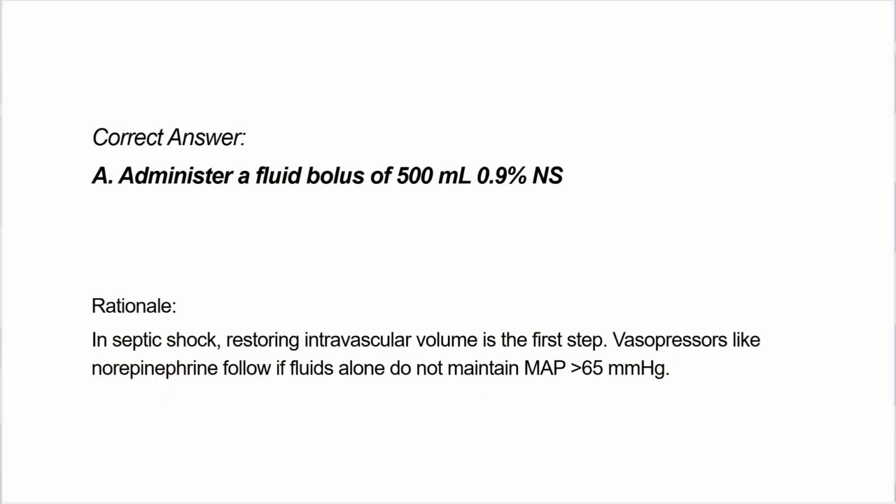17. A. Administer a fluid bolus of 500 ml 0.9% NS. Rationale: In septic shock, restoring intravascular volume is the first step. Vasopressors like norepinephrine follow if fluids alone do not maintain MAP above 65 mmHg.